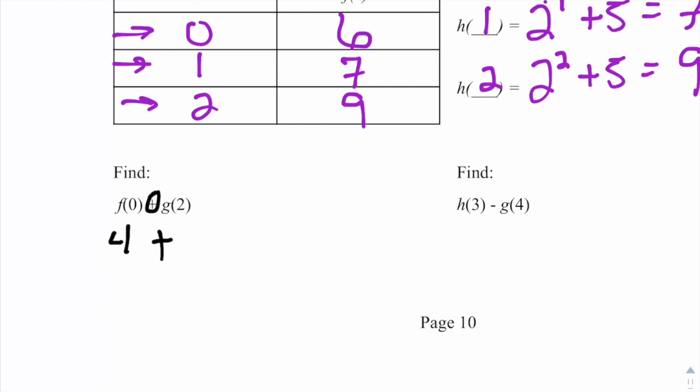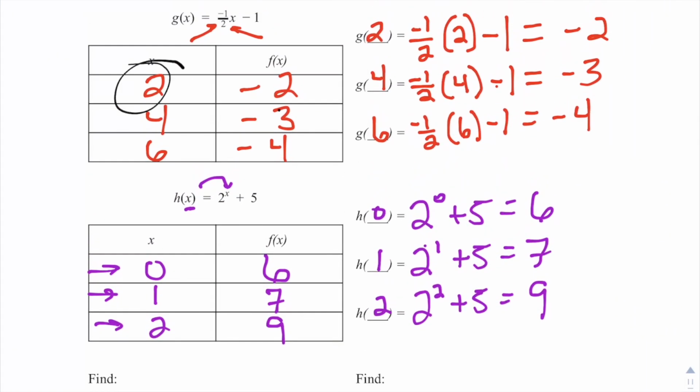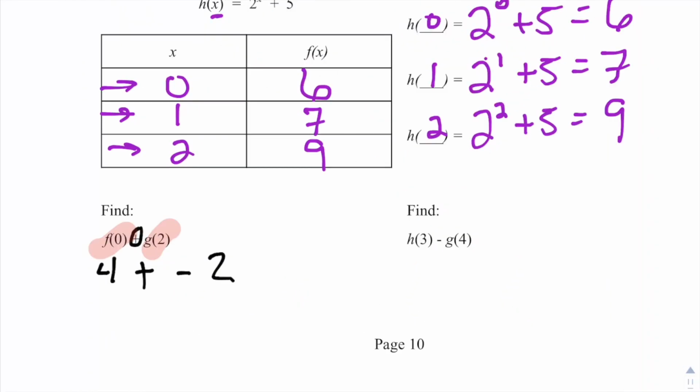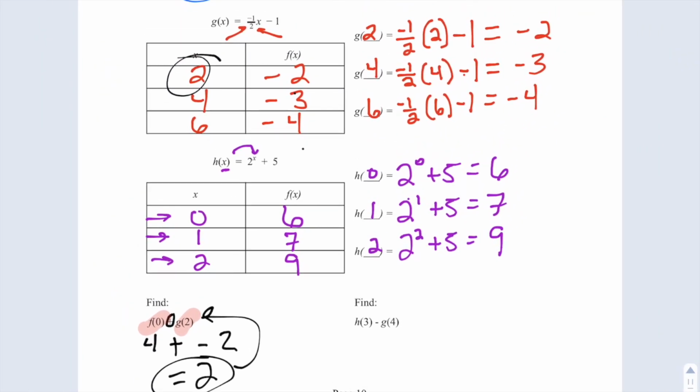But we have this little operation in between, so all that means is we're going to add it. Now let's go look and see what g evaluated at 2 is. Hey, we already did g evaluated at 2. It's right here. So g evaluated at 2 just gives us negative 2. If we wanted to add f of 0 plus g of 2, we would get 4 plus negative 2, which gives us just 2.